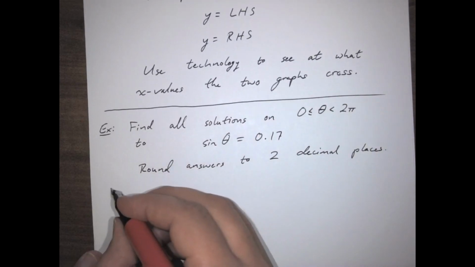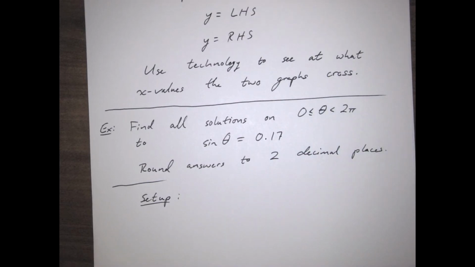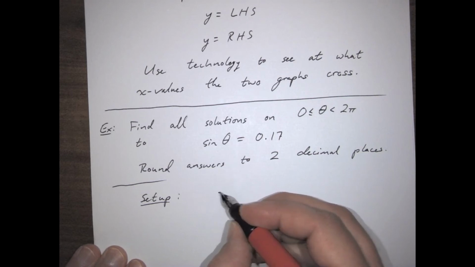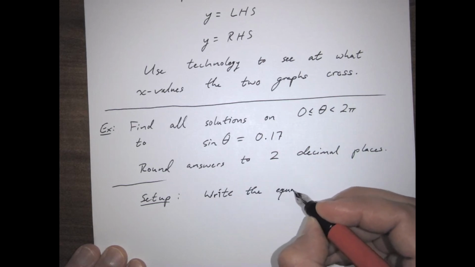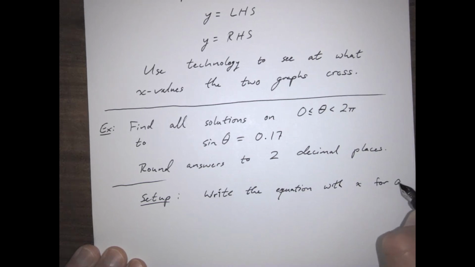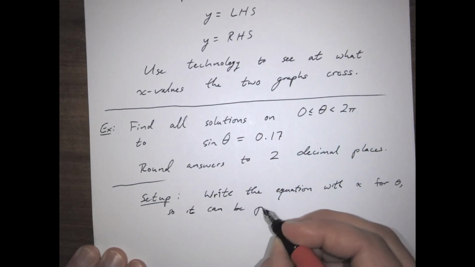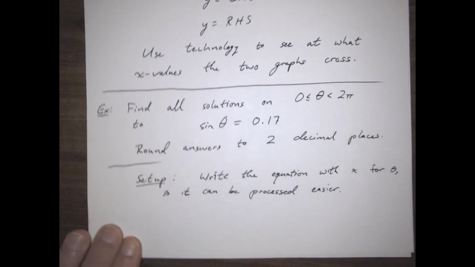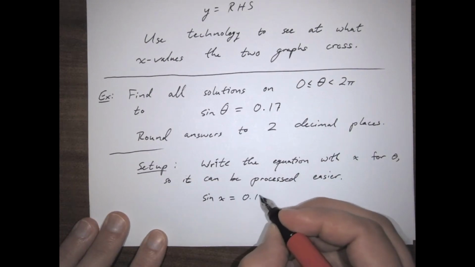So the setup here. I just want to write down the setup over on paper, and then we'll switch over to technology to see this actually in play. So the setup here is, you would say, first, write the equation with x for theta, so it can be entered and processed easier. If you use a theta, there's a chance that the computer might get confused about that. So sine x equals 0.17.